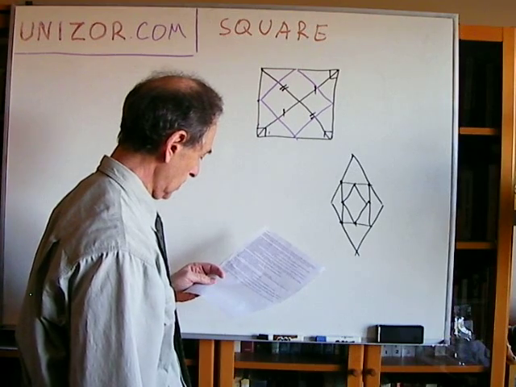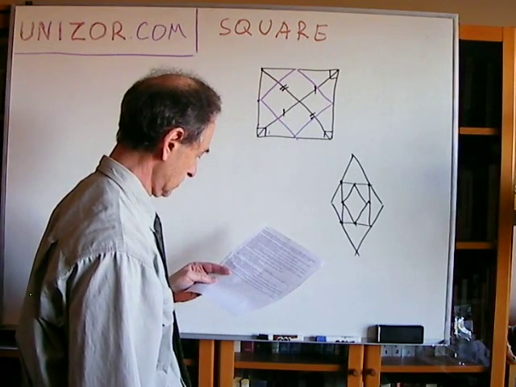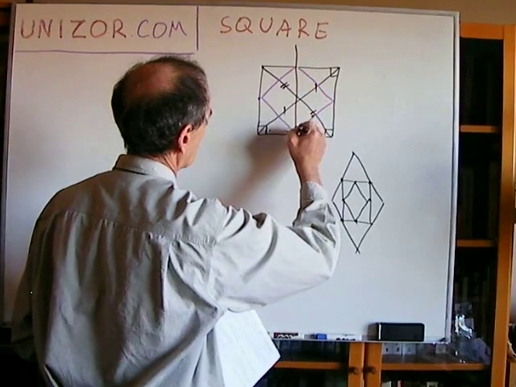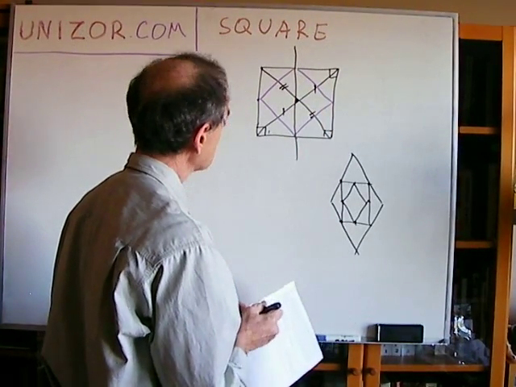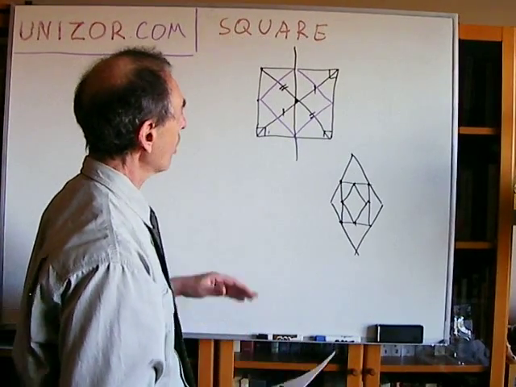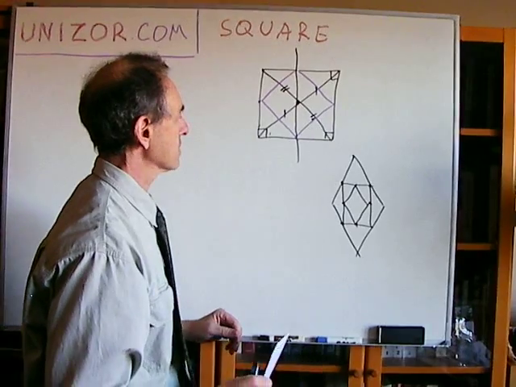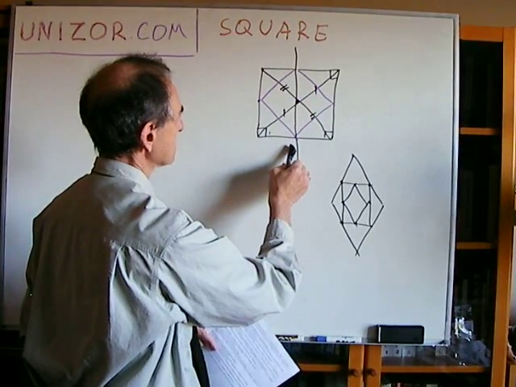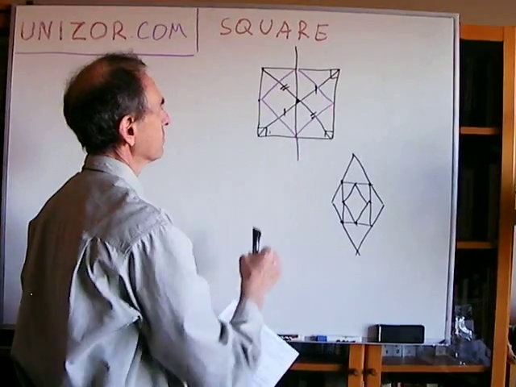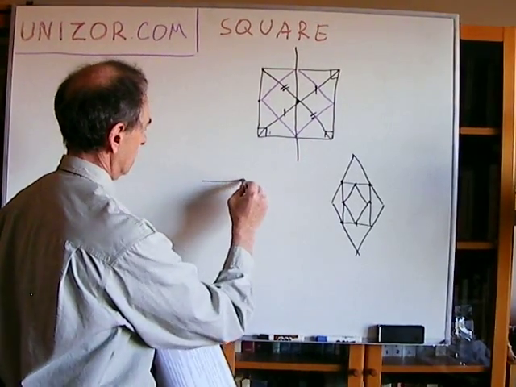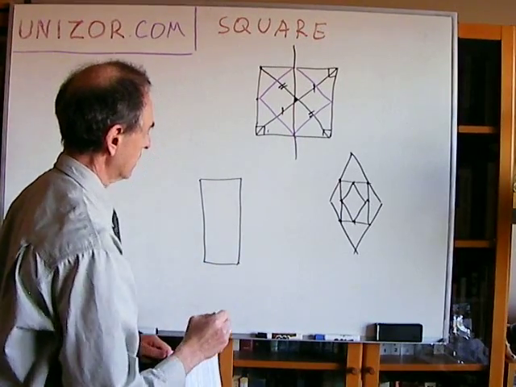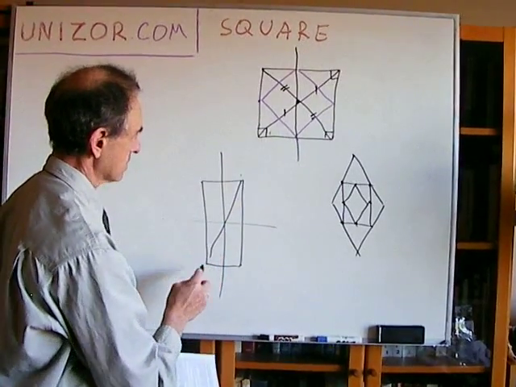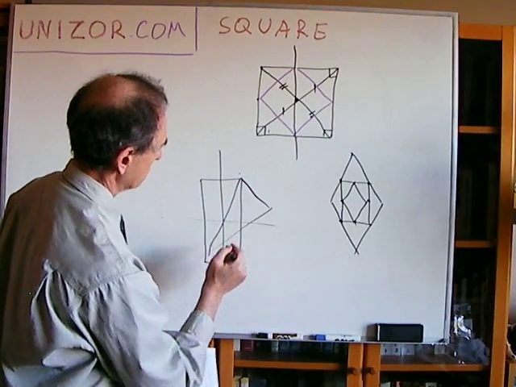Now, a line drawn through midpoints of opposite sides is an axis of symmetry. Remember, for the rhombus, the diagonal is an axis of symmetry. For a rectangle, the line which connects midpoints of opposite sides is an axis of symmetry. Let me just draw this type of rectangle. Now you see that this and this are axes of symmetry. Diagonals are not axes of symmetry. If you turn this into this, it will be something like this, right?